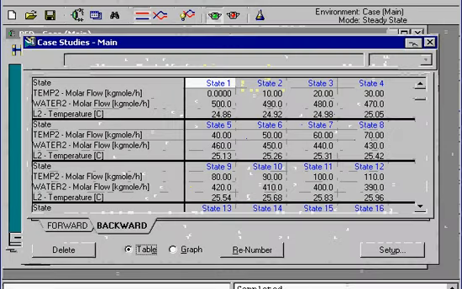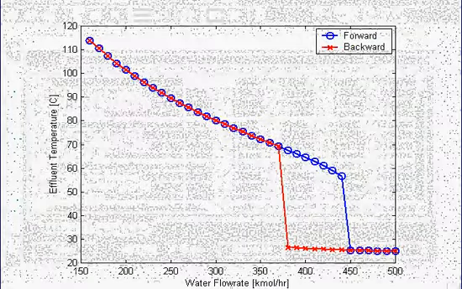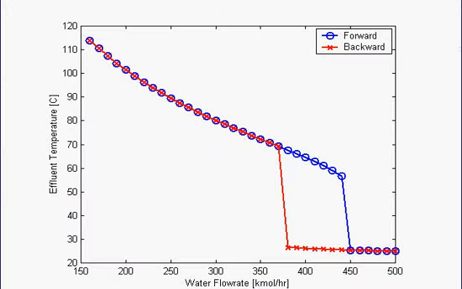Sensitivity analysis using the tabular option. The results from both forward and backward sensitivity analyses are even more conveniently exported and displayed using the graphics capability of MATLAB, as shown here.